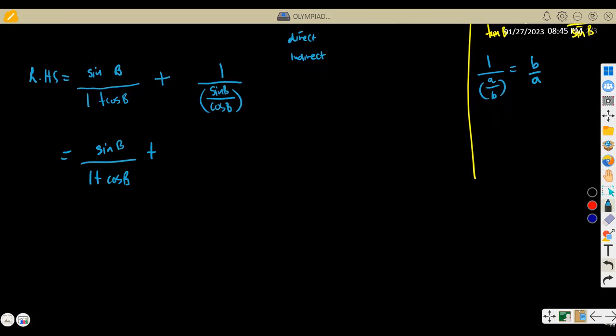You simply need to interchange these numbers. That is the ones that we are given. If it is 1 over A over B, we just interchange this to B over A. So that is going to be cos over sine. So you're going to have the cosine of B over the sine of B.